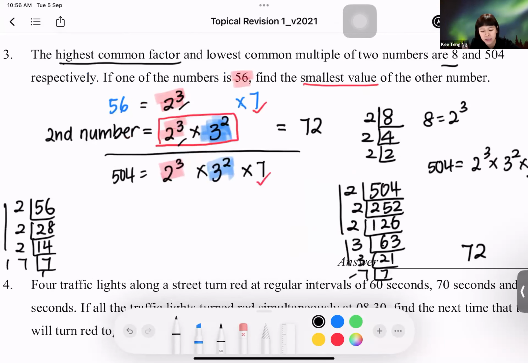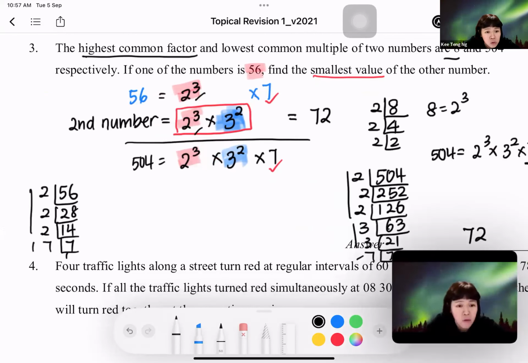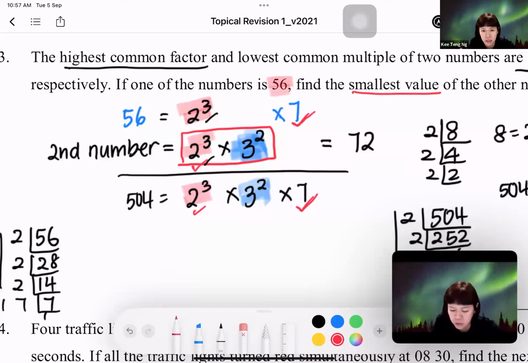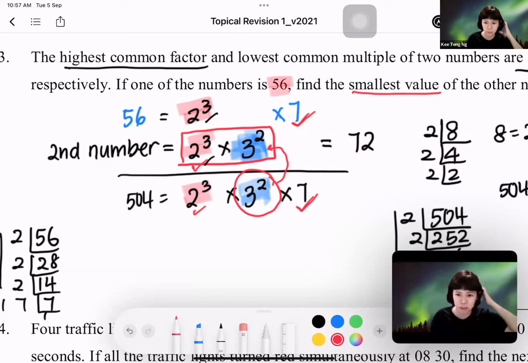Then now I check, they tell me that one of the numbers is 56. What is 56 made up of? 56 is already made up of 2 cubed and 7. So I put 2 cubed and 7, I change the number to 56. But 504 has the factor 2 cubed, which is being met already. So all of them have 2 cubed. 7, it has 7 already, but 3 squared is missing. So where must this 3 squared go? 3 squared must go to the second number over here. And they want me to find the integer. So I'll take 2 cubed times 3 squared, which is the number 72.